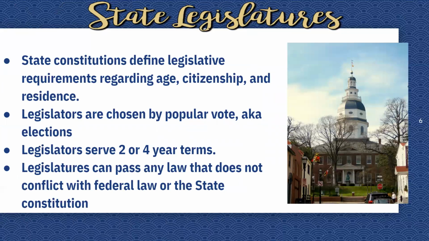State constitutions define things like who can vote, and they define things like who can be voted in to office. So how long you've had to live in the state, how old you have to be, those kinds of things. Legislators are chosen by elections. They usually serve between 2 or 4 years, just like at the federal level, we have 2, 4, and 6-year terms. And the state legislatures have the ability to pass any law as long as it doesn't conflict with federal law, because that's above it, or the state constitution.